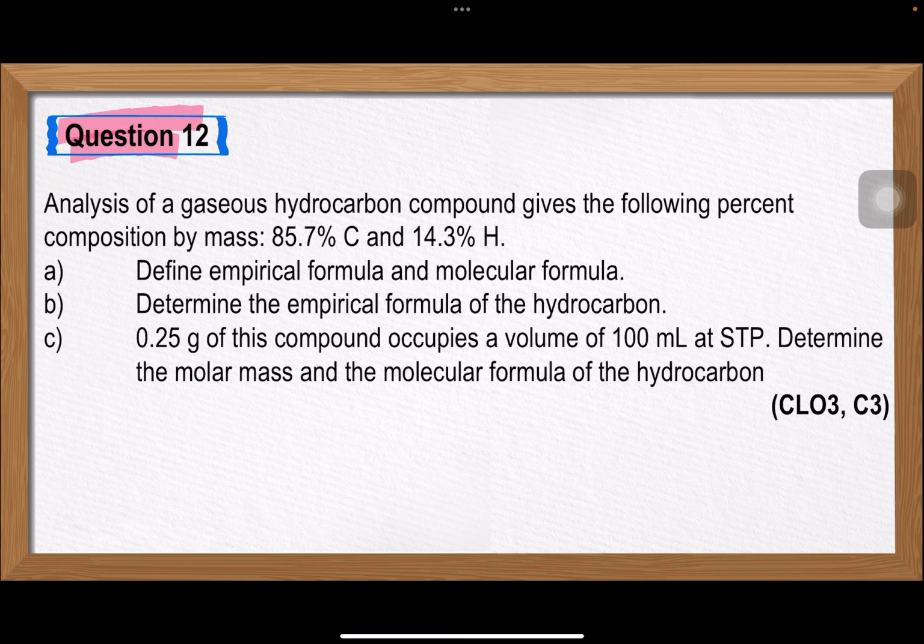0.25 gram of this compound occupy volume of 100 ml at STP. Determine the molar mass and the molecular formula for hydrocarbon. So you need to identify the actual formula and molecular formula. Actual formula is the actual number of the carbon and the hydrogen.